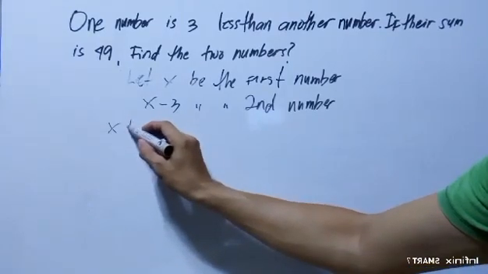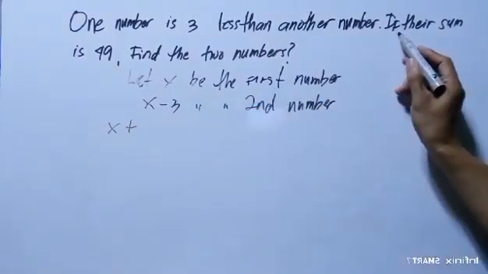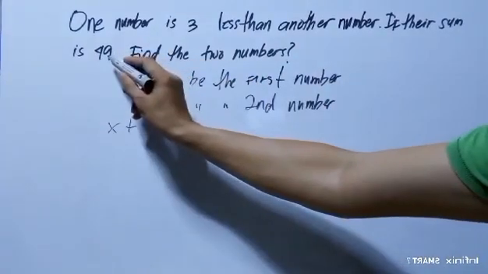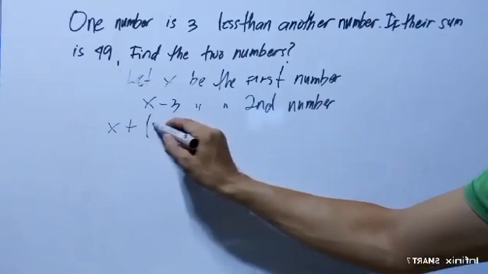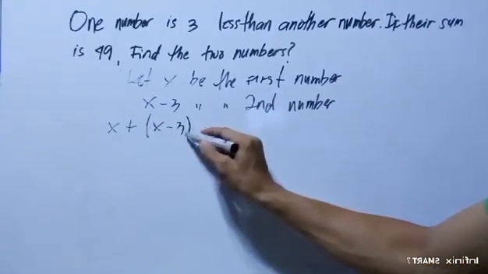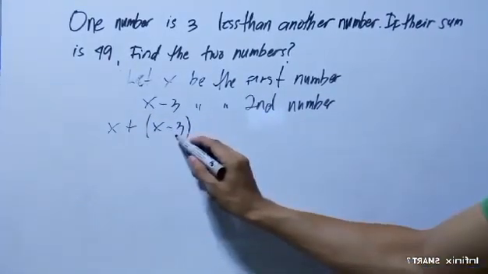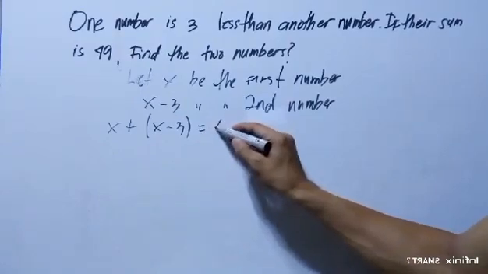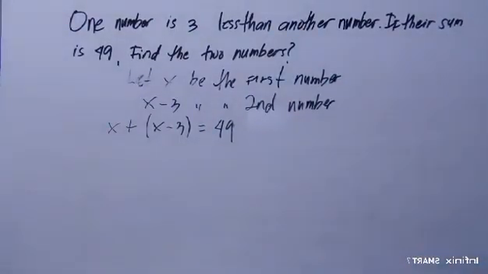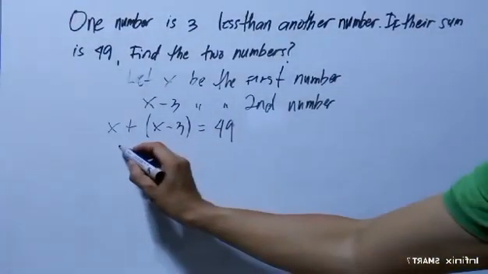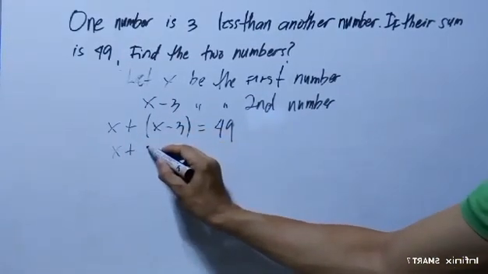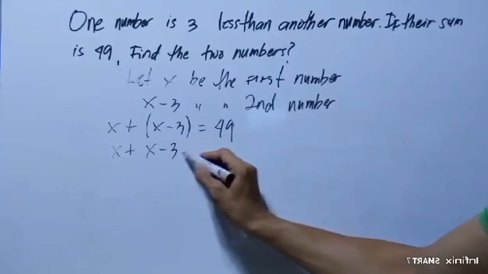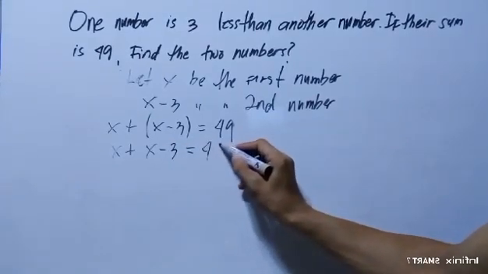x plus. Bakit siya plus? Kasi kunin natin yung sum nila na 49, di ba? So x plus the quantity of x minus 3, first number and the second number, ang sum nila ay 49. Okay, ngayon, tuloy natin. So x plus, alisin natin yung quantity dyan. So x minus 3 equals 49.